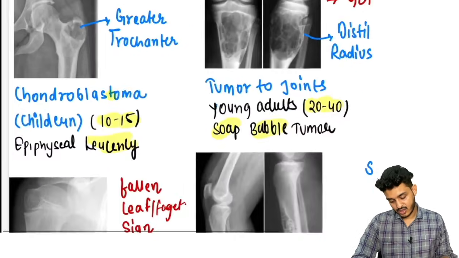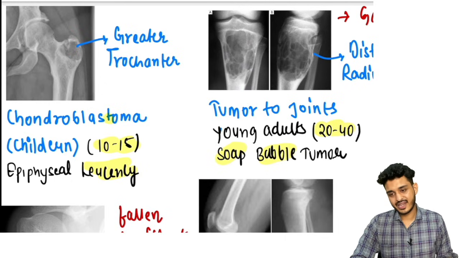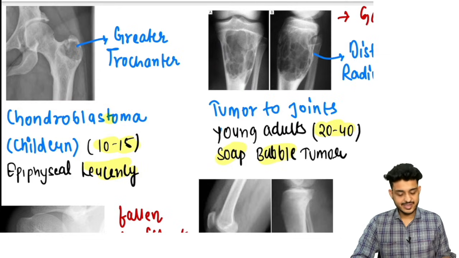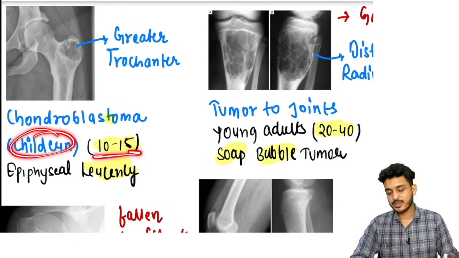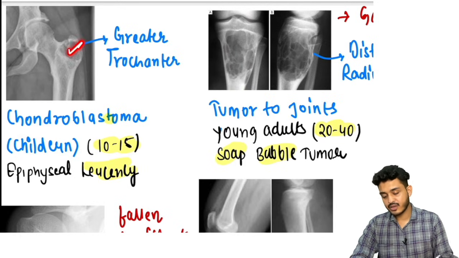Then we have got the greater trochanter problem. Can you appreciate, there will be some blackness over here in the greater trochanter. This is known as what? This is known as chondroblastoma. Generally seen in children, at the age of 10 to 15 years. You will find this blackening over here on the x-ray.